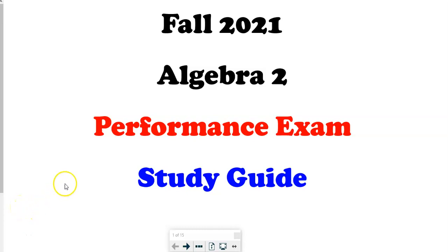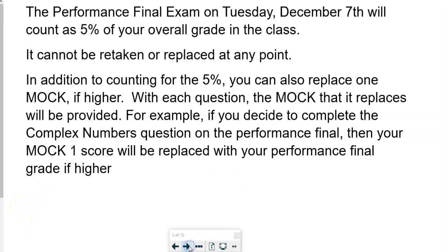So, exam for Algebra 2. I want to read this to you first. The performance final exam is this Tuesday, and it's going to count for 5% of your overall grade. It also can't be retaken or replaced. In addition to counting for a higher grade, for each question, the mock that it replaces will be provided.